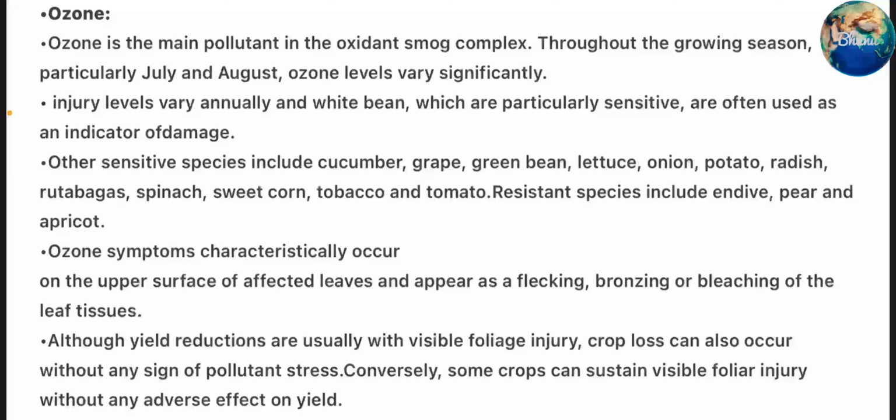Ozone symptoms characteristically occur on the upper surface of affected leaves and appear as a flecking, bronzing, or bleaching of the leaf tissues. Although yield reductions are usually associated with the visible foliage injury, crop loss can also occur without any sign of pollutant stress. Conversely, some crops can sustain visible foliage injury without any adverse effect on yield.